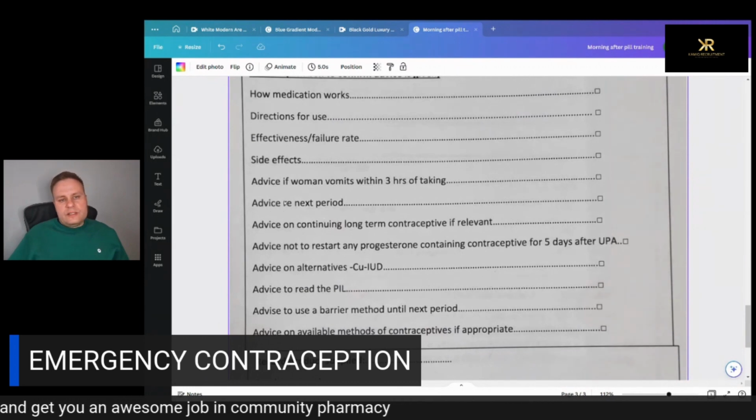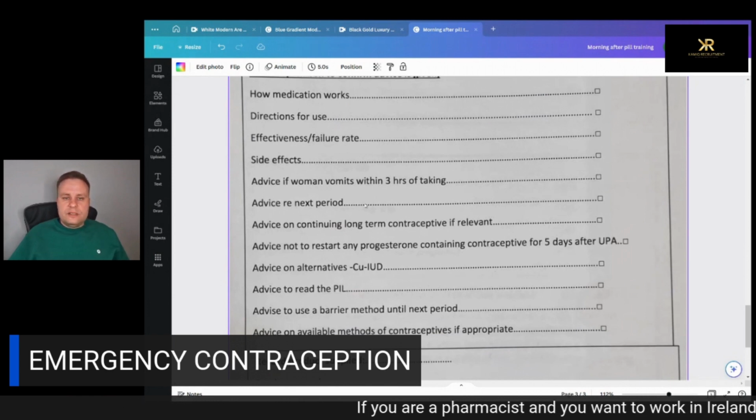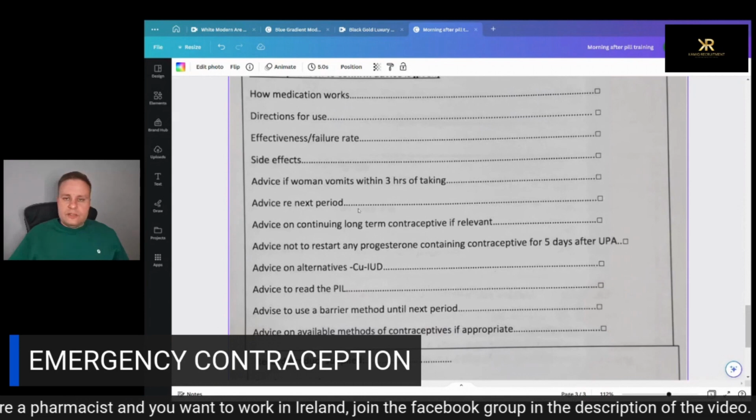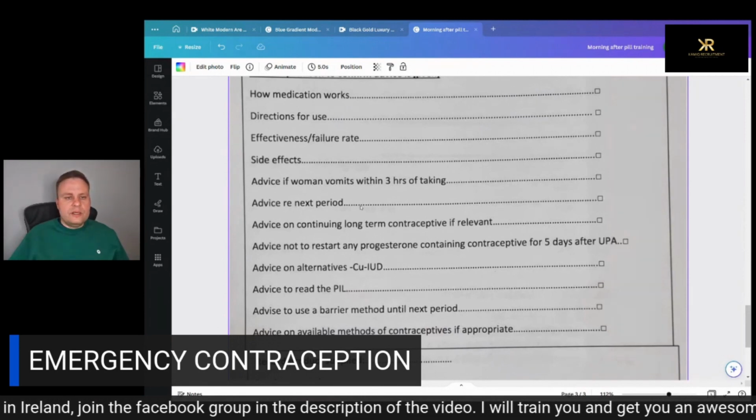So you have to advise if the next period is late or missing, the patient has to contact the GP, have a pregnancy test, and make sure that she's not pregnant. So you have to advise her that there is a possibility that she might get pregnant.